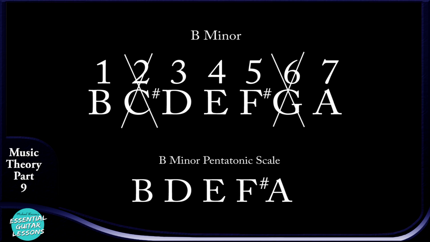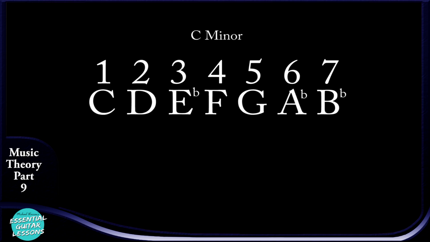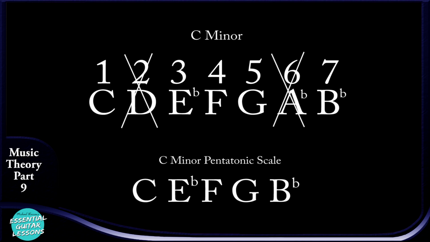If I was to do C minor, my notes for the C natural minor scale would be C, D, E flat, F, G, A flat and B flat. Get rid of the 2nd and the 6th note and I end up with C, E flat, F, G and B flat. And that would be a C minor pentatonic scale.